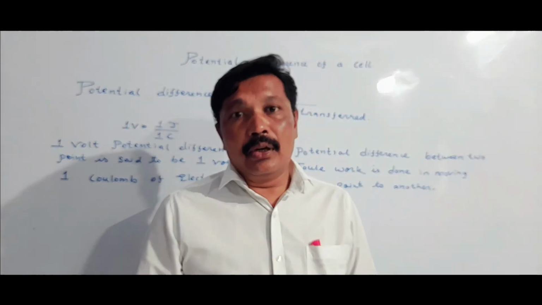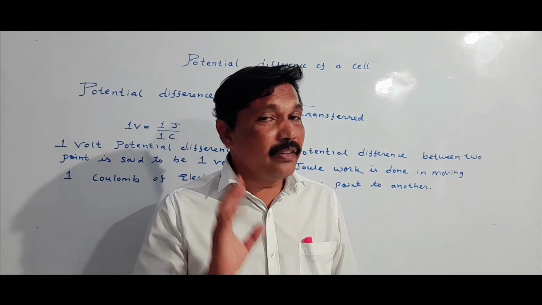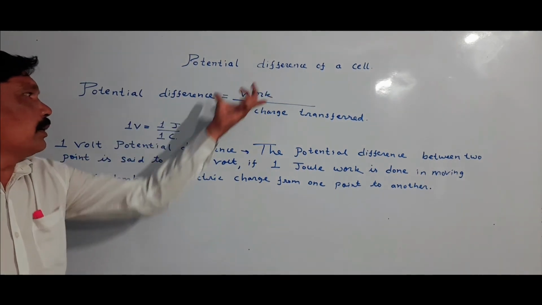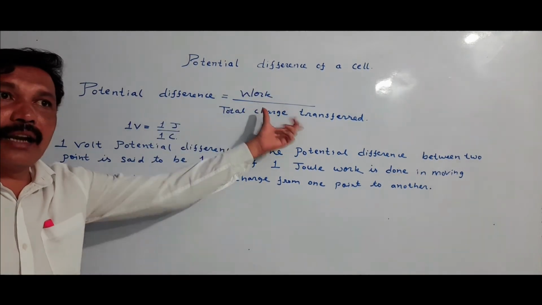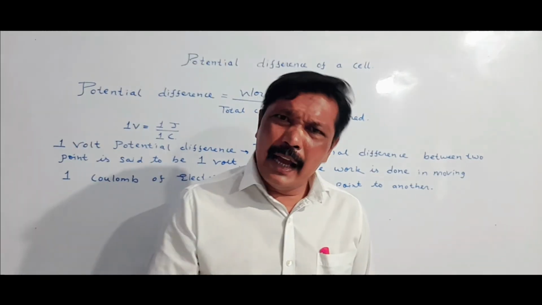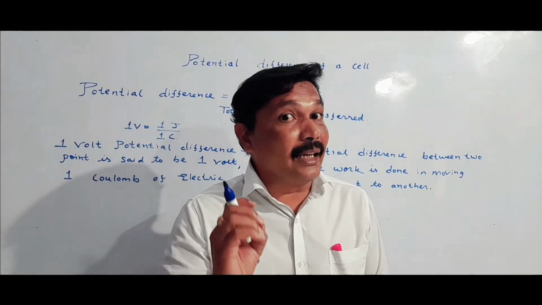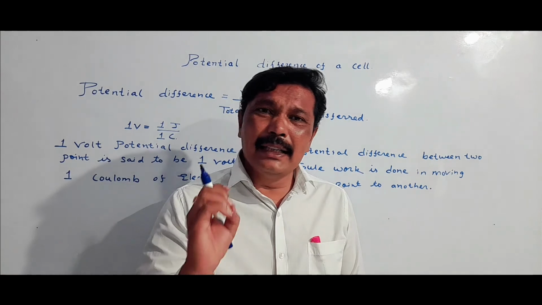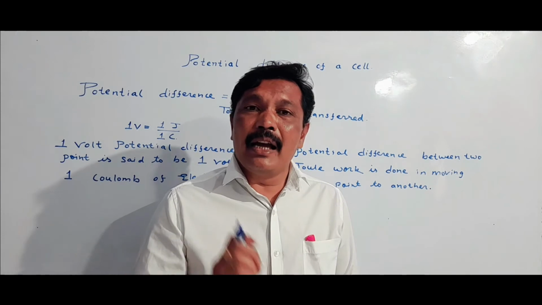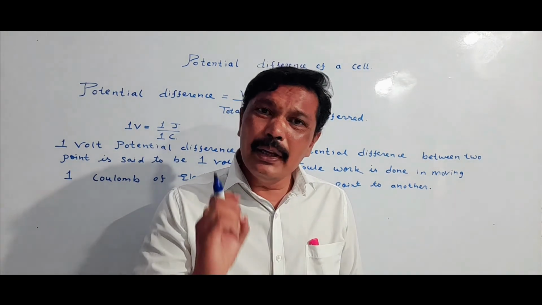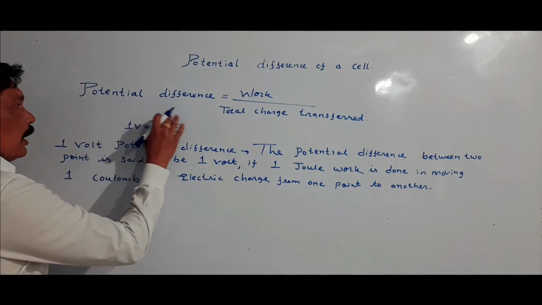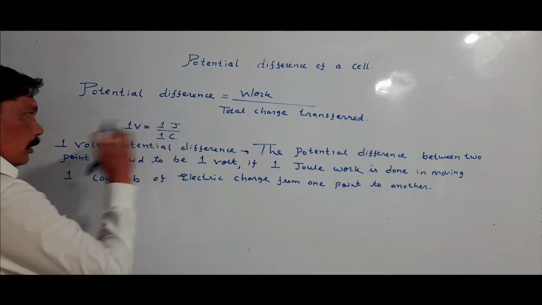My dear student, according to the definition of potential difference, we can write potential difference is equal to work upon total charge transferred. The SI unit of potential difference is volt, of work is joule, and of charge is coulomb. So according to the definition, we can write 1 volt is equal to 1 joule upon 1 coulomb.